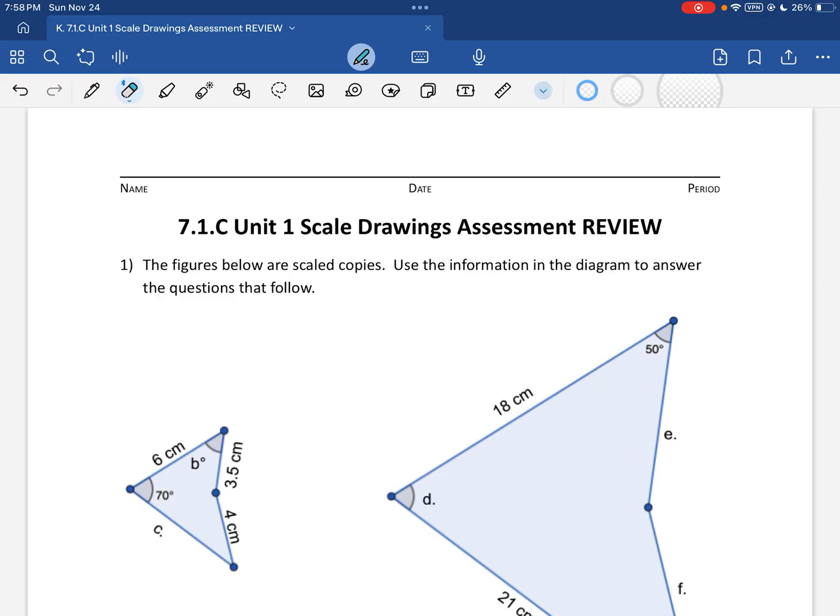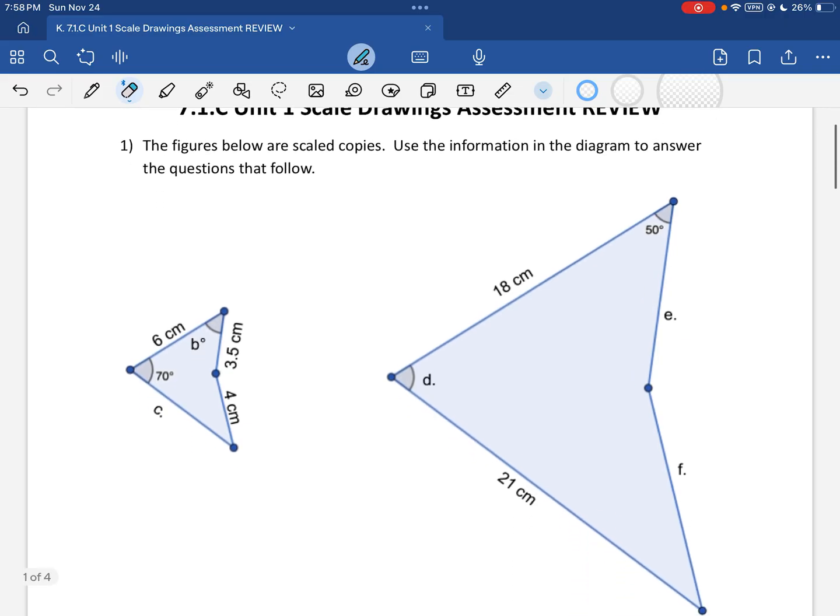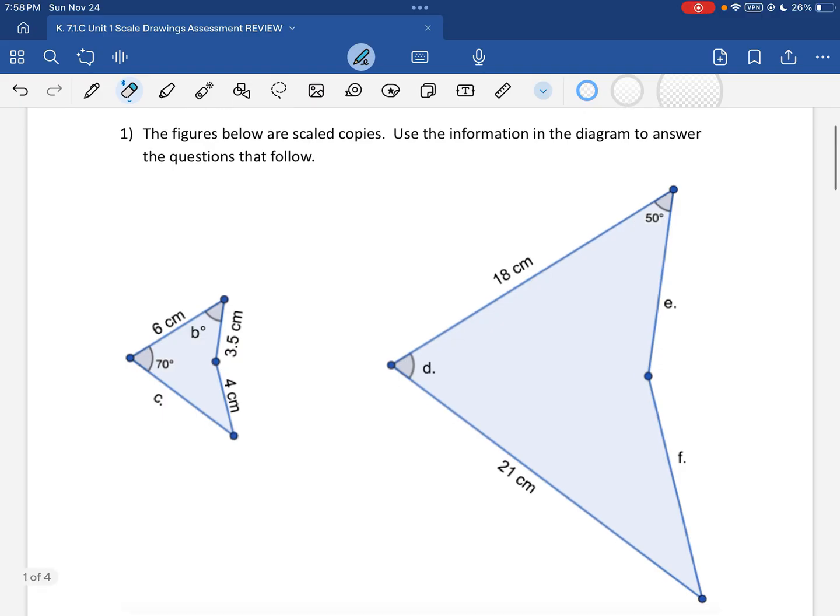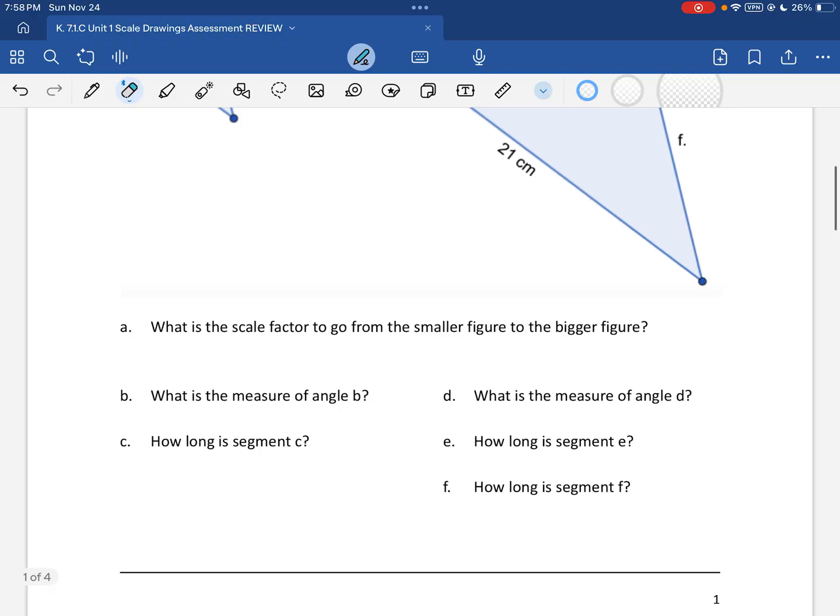Let's get started. Problem number 1. The figures below are scaled copies. Use the information in the diagram to answer the questions that follow. You can see below I'm being asked what is the scale factor to go from the smaller figure to the bigger figure, as well as what different angle measures might be and what different segment lengths might be.